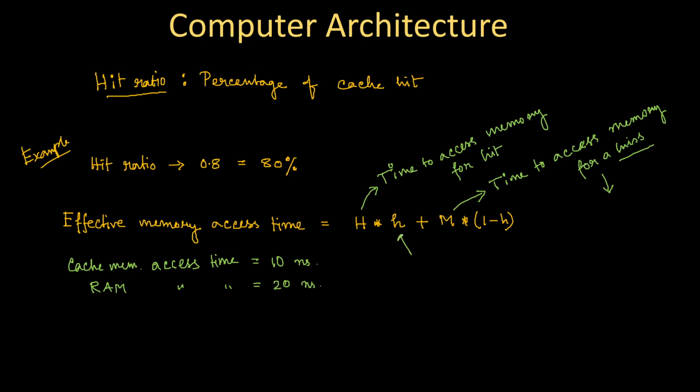What does this H represent? This is my hit ratio. So if you are able to remember this particular equation, it's very easy to find the effective memory access time for a system having some particular hit ratio and some particular time for cache memory access and RAM access.